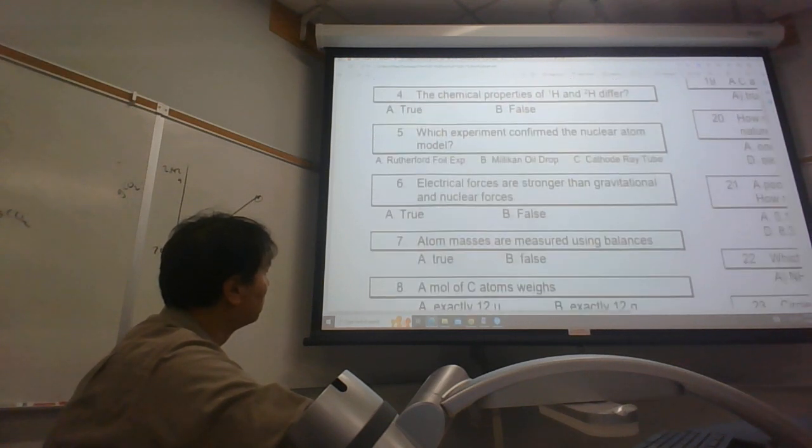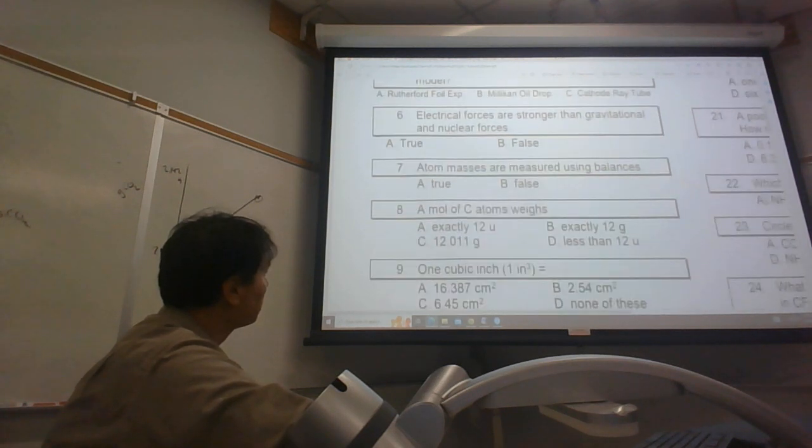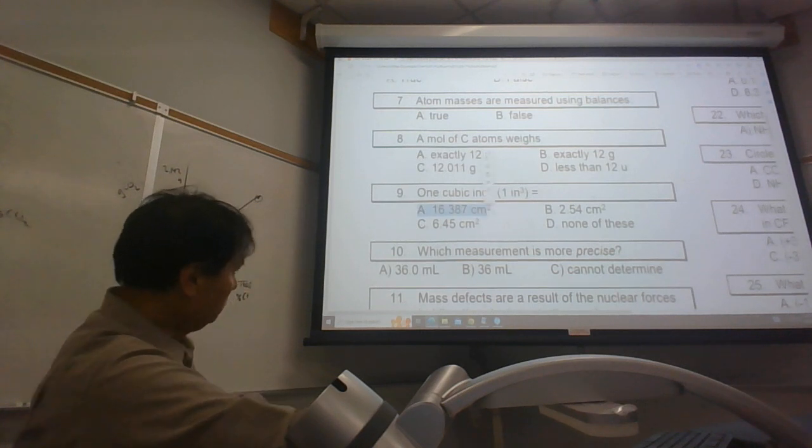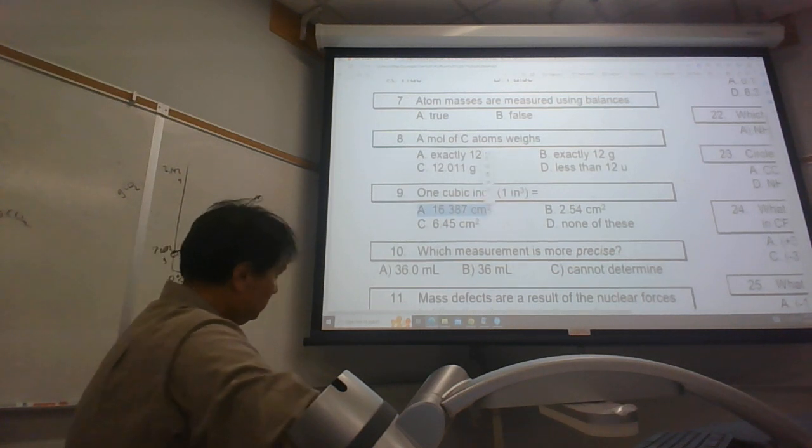6, I said it was false because nuclear forces are stronger than electrical, right? Yes. 9, is that a typo? That's a typo, but you just say none of these. Okay. If this were cubed, they're all cubed, then it would be A. Okay. If these were cubed.